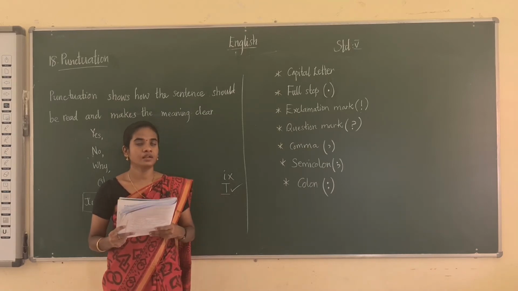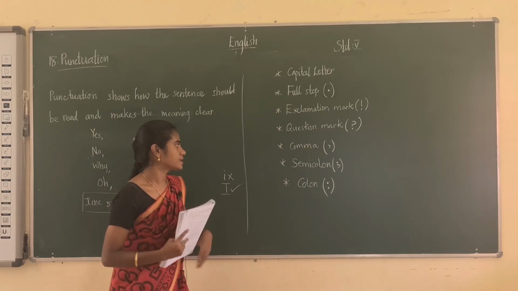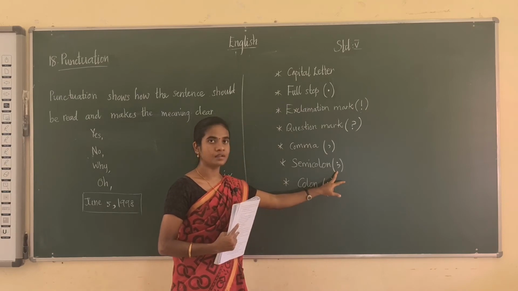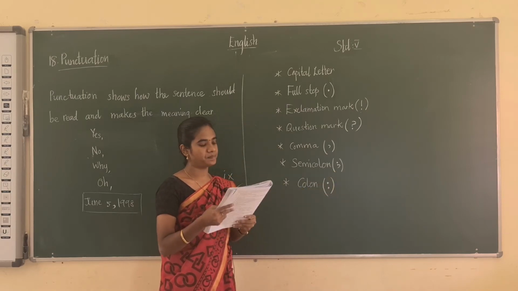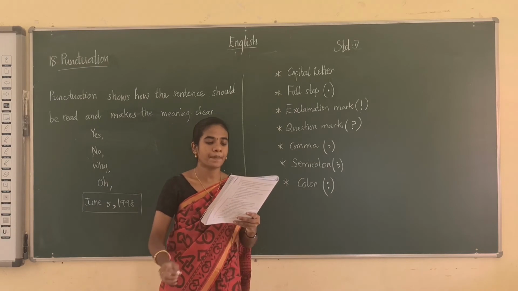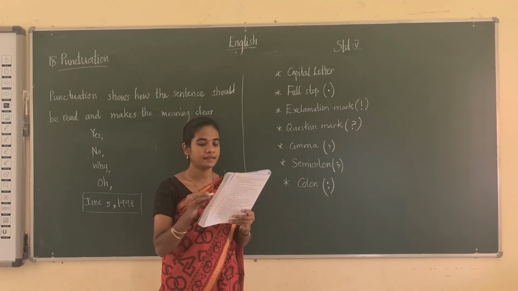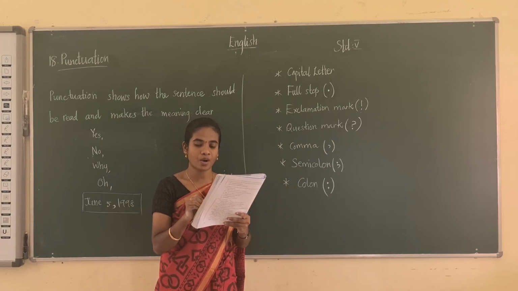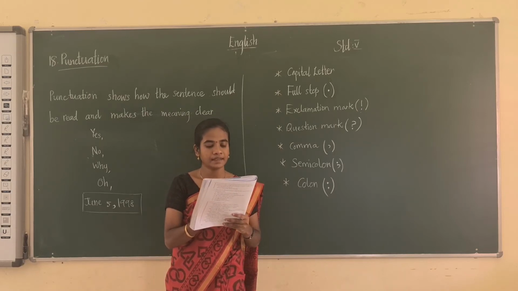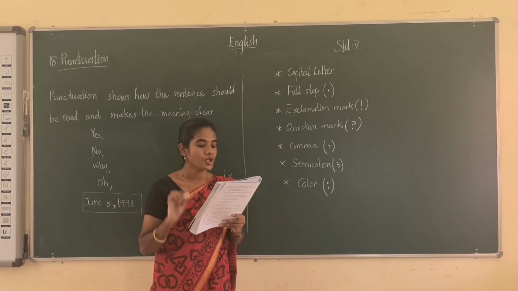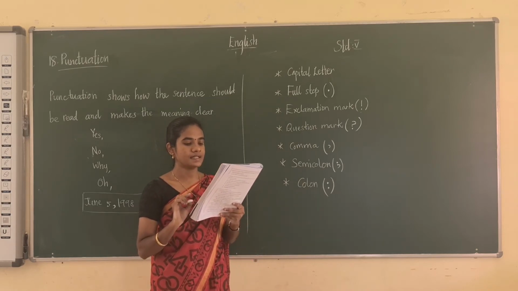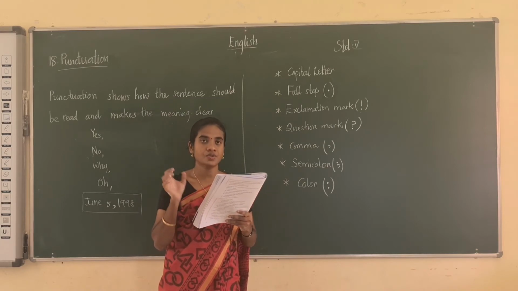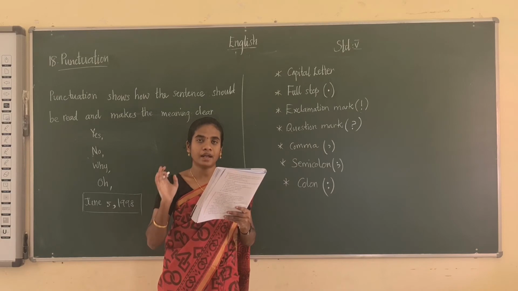See the next one. The next punctuation mark is the semicolon. See here, this is the symbol of the semicolon. You just observe it. Okay. A semicolon indicates a pause of greater importance than the comma. So the semicolon is a longer pause than a comma, but shorter than the full stop. It is used to separate words or phrases in a list that already contain commas.